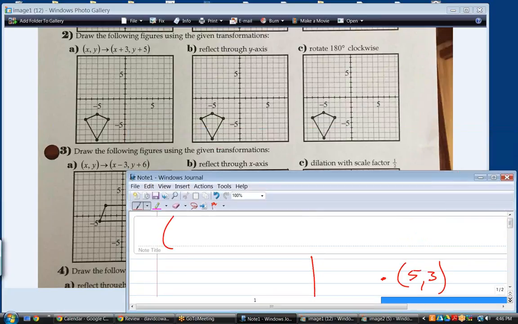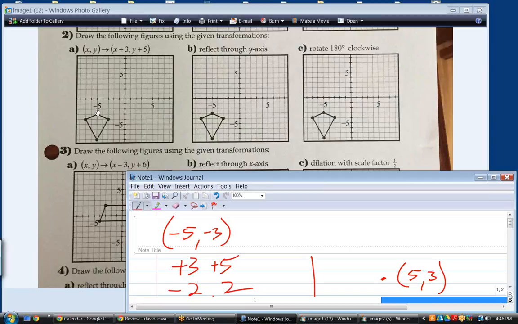Yeah, let's see. What was the original? -5, -3. I'm going to add 3 units to the x-coordinate. I'm going to add 5 units to the y-coordinate. -2, 2. Okay, cool. And you would do that with all 4 of these vertices.